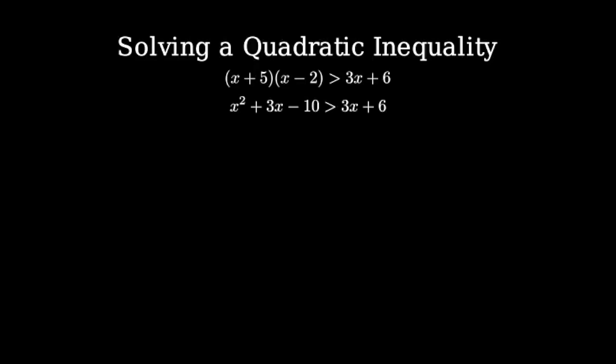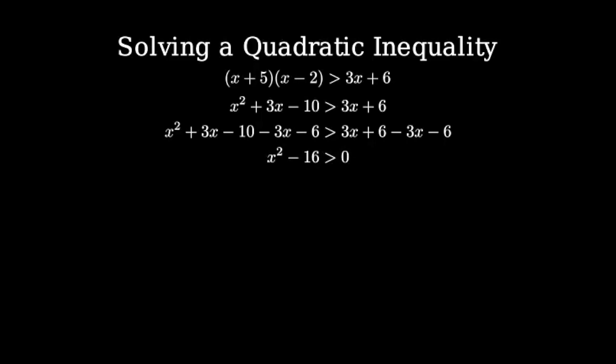Now, we want to move all terms to one side of the inequality to set it to 0. We subtract 3x and subtract 6 from both sides. Notice that the 3x terms cancel out. x² + 3x − 3x − 10 − 6 > 0. This simplifies to x² − 16 > 0. Next, we factor the quadratic expression. x² − 16 is a difference of squares, which factors into (x − 4)(x + 4).